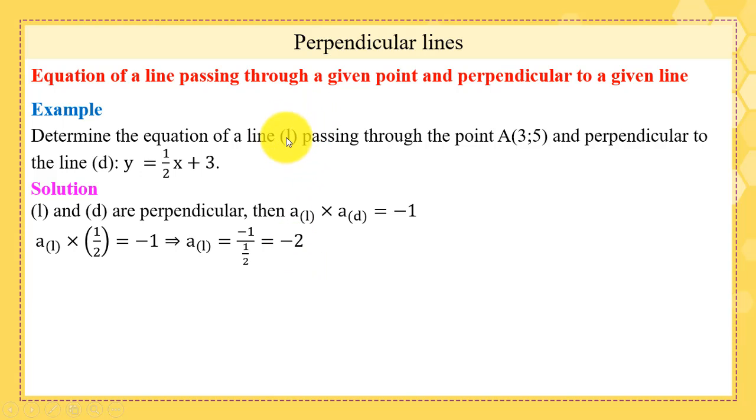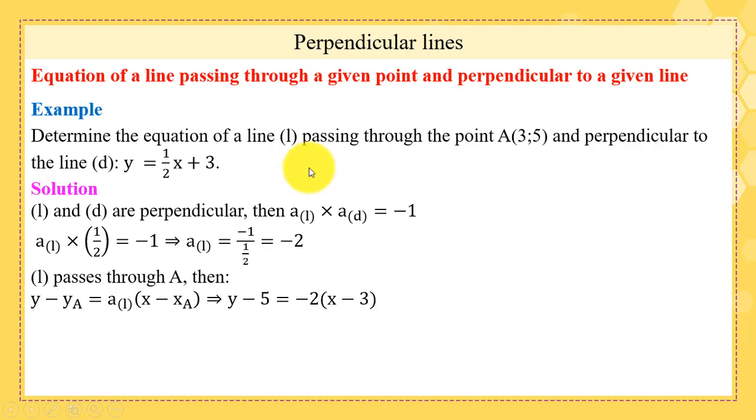Also, the straight line L passes through the point A, so A belongs to the straight line L. We can use the following relation: y minus y of A equals a of L times x minus x of A. Substitute the coordinates of the point A and the slope of L: y minus 5 equals -2 times x minus 3. Expand and isolate y to get y equals -2x plus 11, which is the equation of the straight line L.